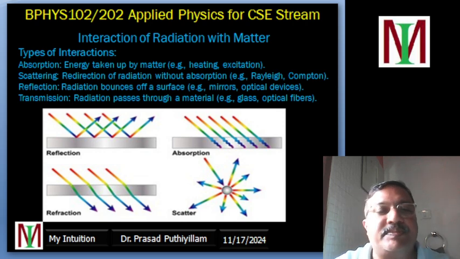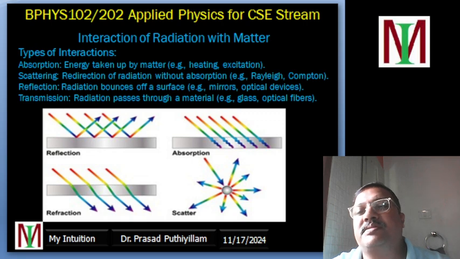Then comes the transmission. Transmission is when the radiation passes through a material without being absorbed or reflected. So the transparency of a material to certain wavelengths determines whether the radiation is transmitted. For example, glass transmits the visible light, but it absorbs infrared radiation.